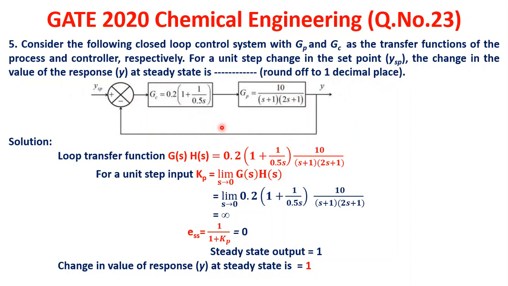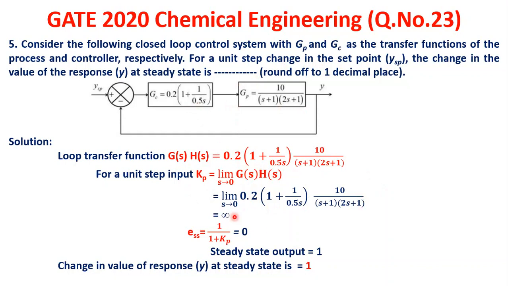So H of s is 1, so G of s is multiplication of this. That is what is done here. Since it is a unit step input, position error constant is calculated. So position error constant, just by saying that it is a type 1 system, therefore infinity.